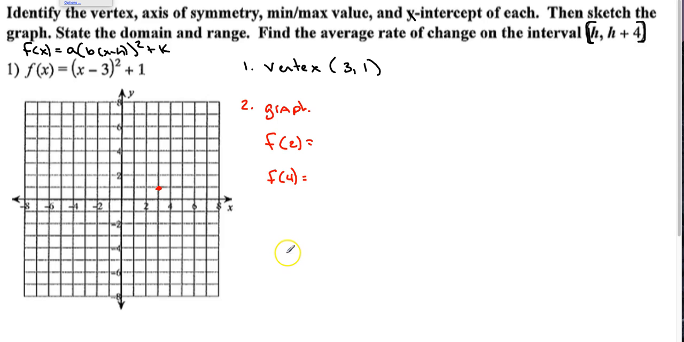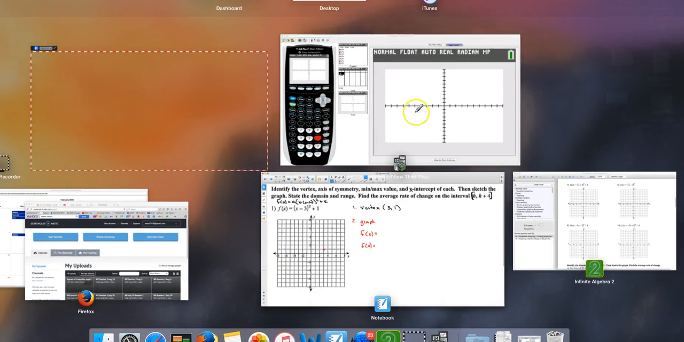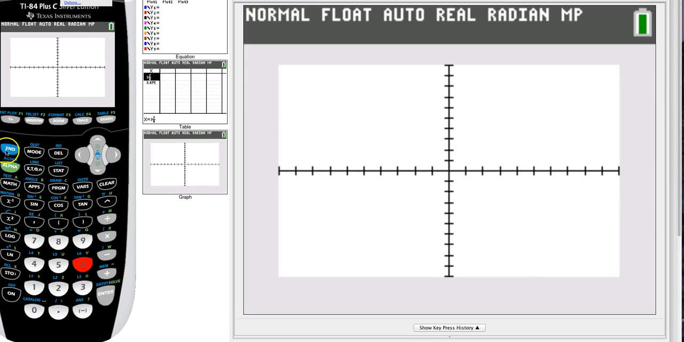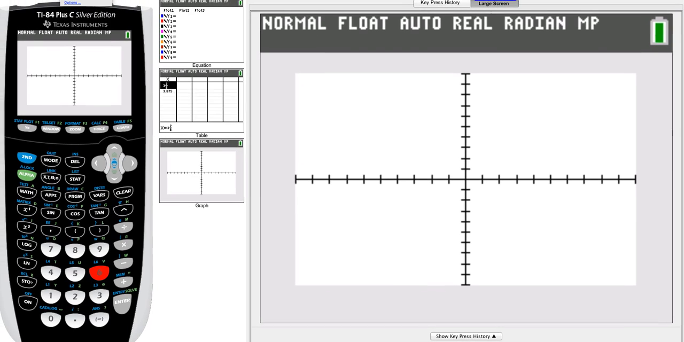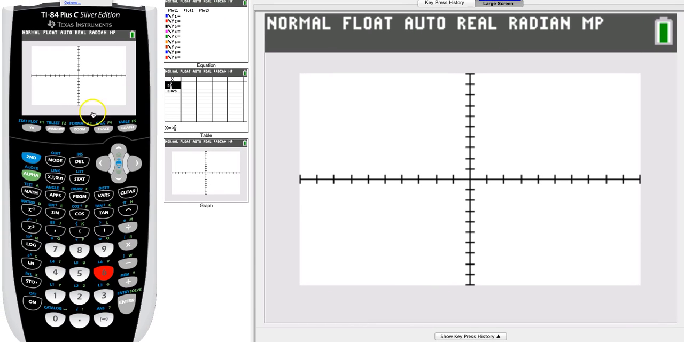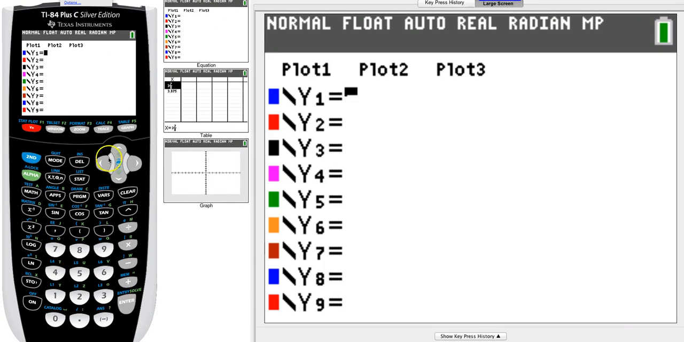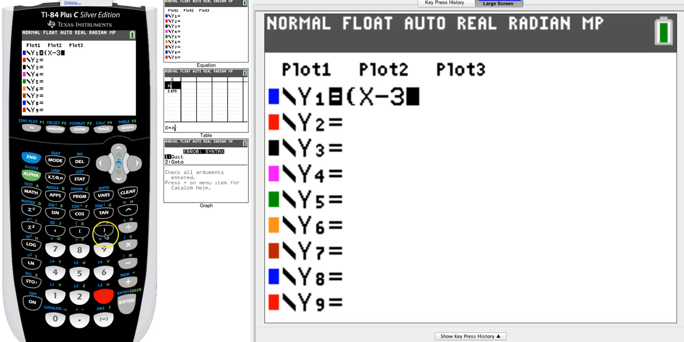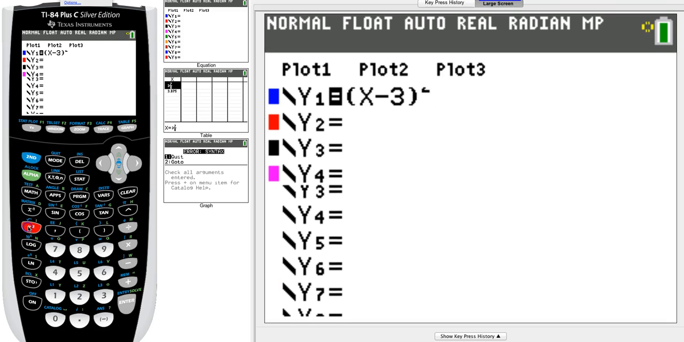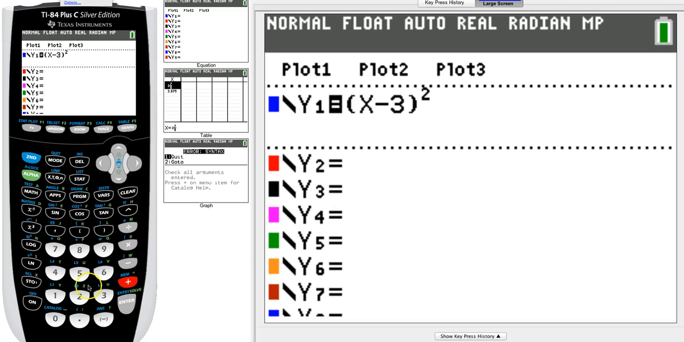So we got (x minus 3) squared plus 1. Let's put that in our calculator. So if we have a calculator on, I'm going to go to y equals, and in parentheses, I'm going to have x minus 3, close parentheses. The square button is here, 3 characters down from the green, squared, plus 1.